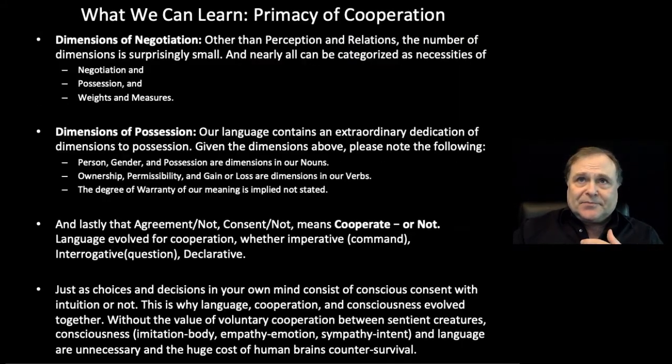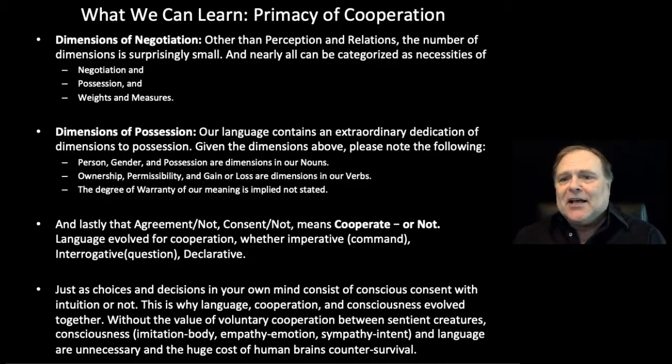So the point here is that cooperation, the ability to cooperate, is extraordinarily influential in the construction of our language, so much so that it's almost the dominant feature of it. Description, and along with description, ownership is a significant part of what we do. And even so, the number of dimensions of negotiation.